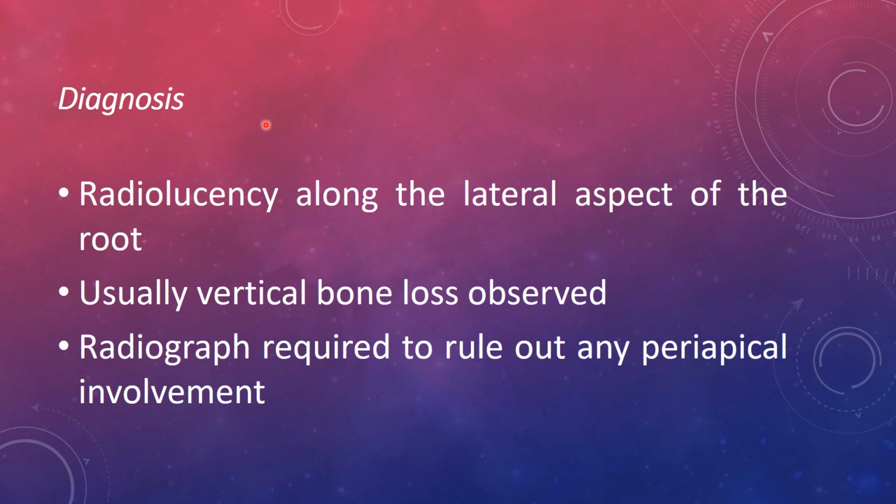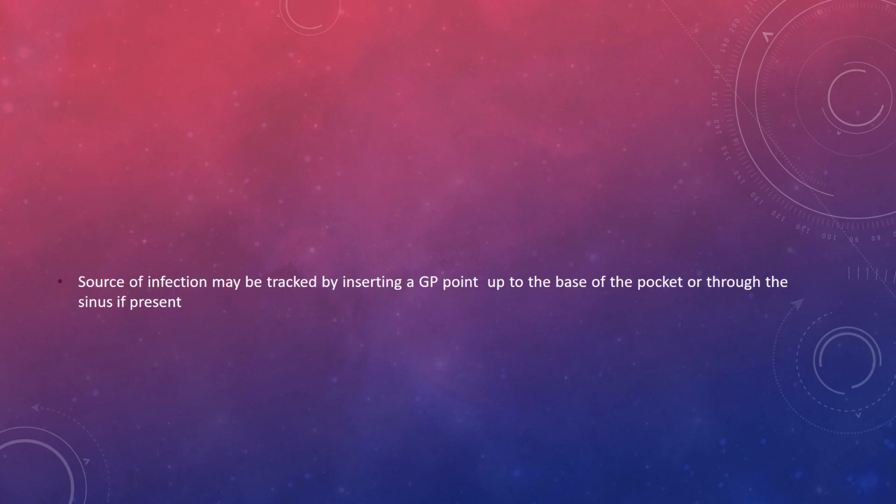So coming to the diagnosis, how we can diagnose the abscess, whether it's periodontal, periapical, gingival or pericoronal. In periodontal abscess, the radiolucency will be along the lateral aspect of the root, and usually you can see vertical bone loss. The radiograph is required to rule out any periapical involvement, as there can be periapical involvement also in case of periodontitis.